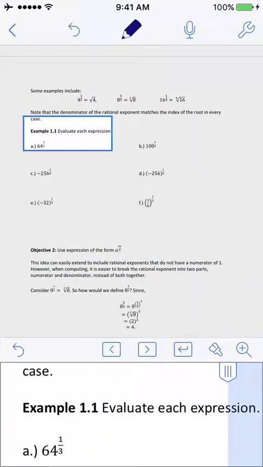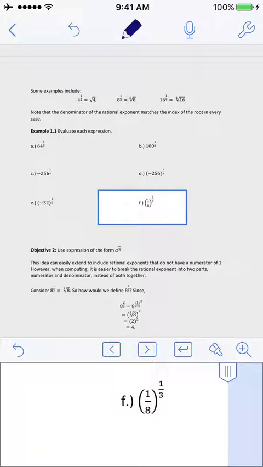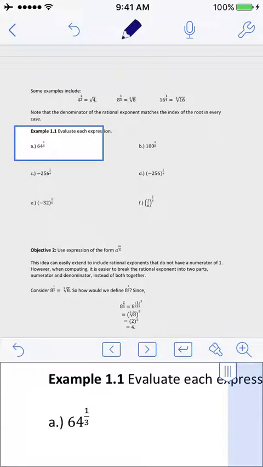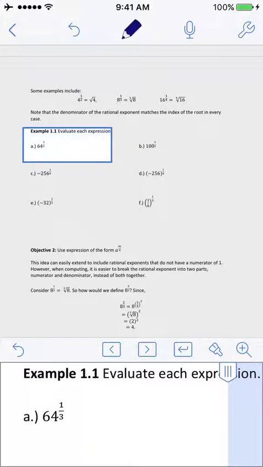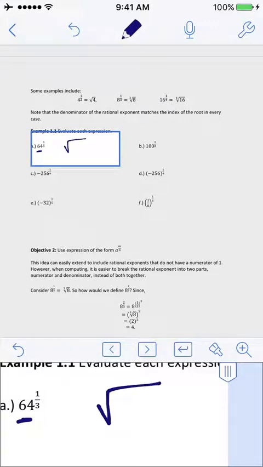Let's see if we can change some of these into their radical form. Okay, so let's change some of these ones into their radical form. 64 to the 1/3. Well, my base is going to stay my radicand. The base always stays the radicand, so this is still going to be a 64 underneath the radical sign.